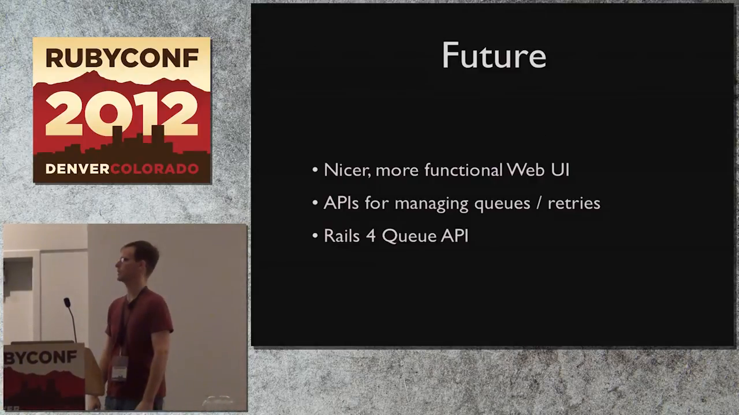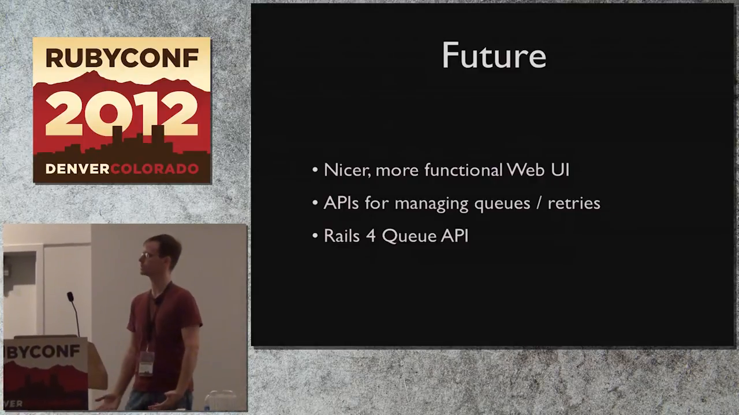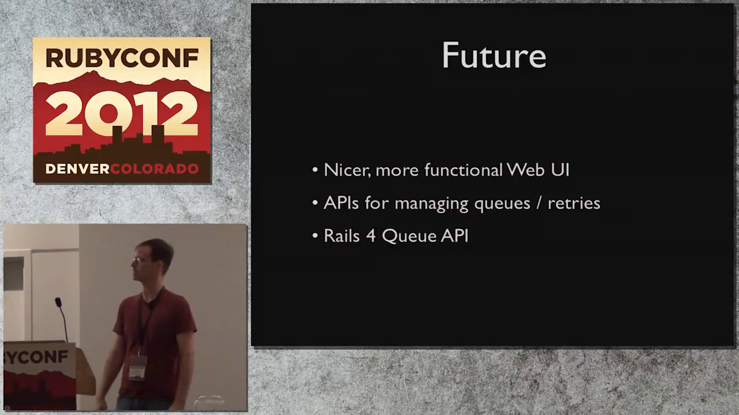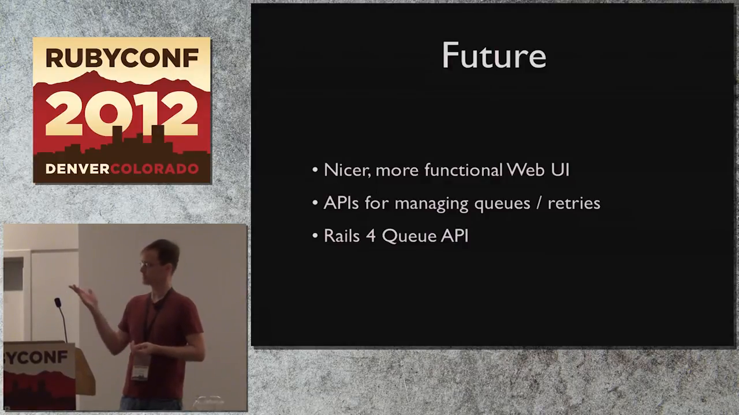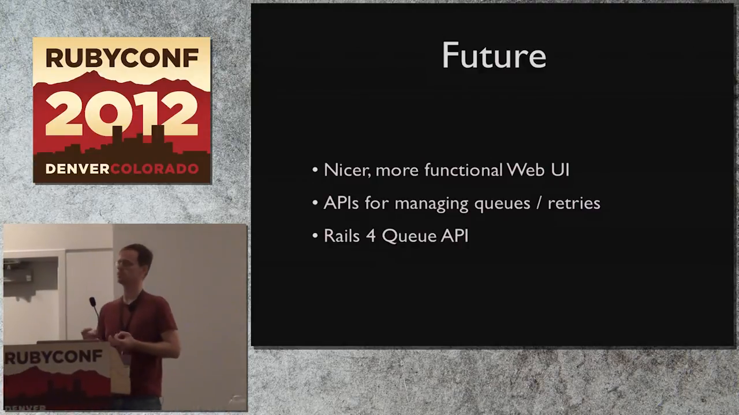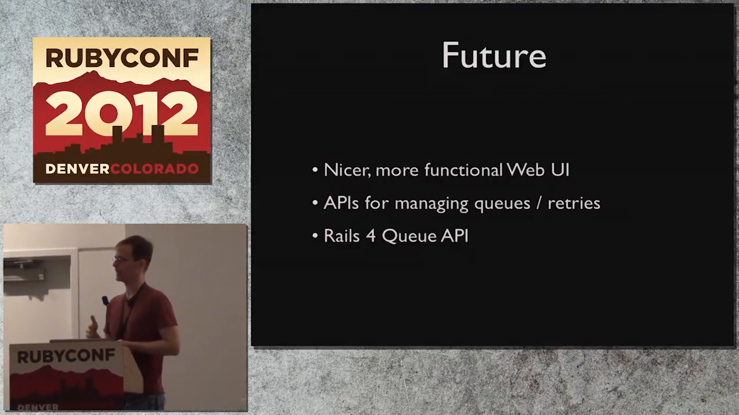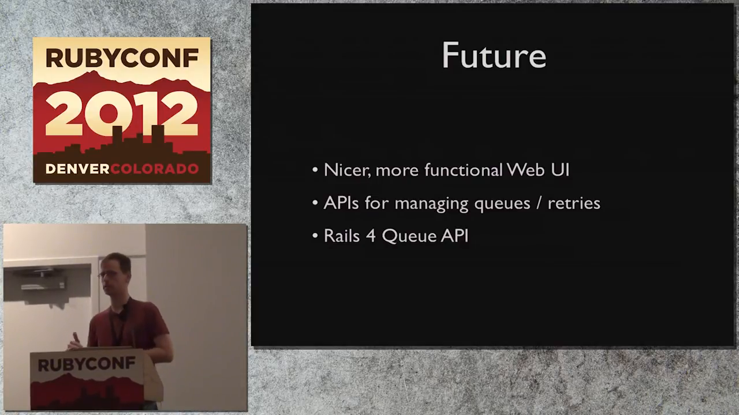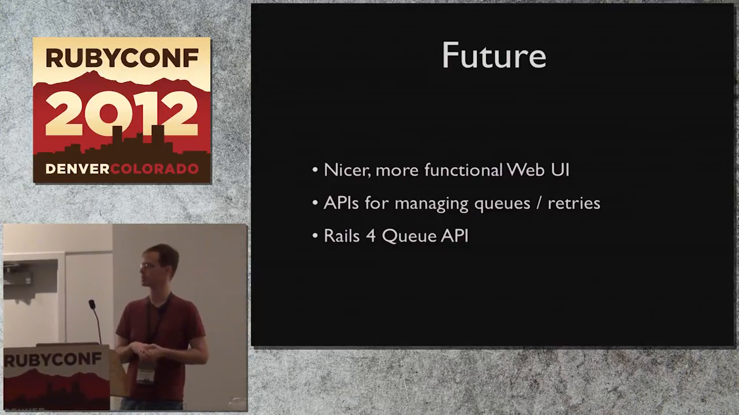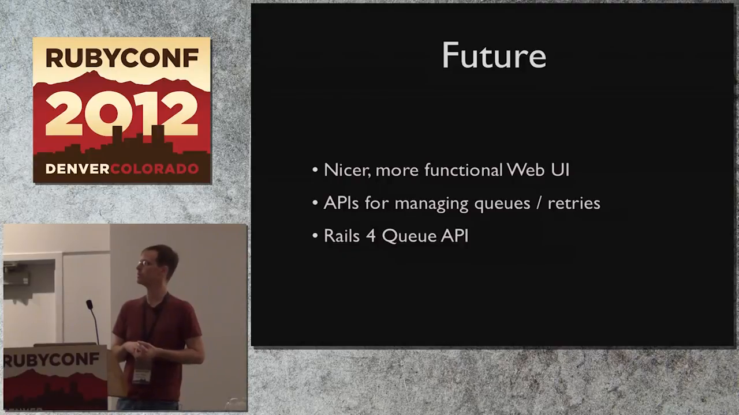So the future of Sidekick: I just checked in. I actually just released 2.5, which has a nicer web UI. I still think it can be cleaned up a little bit, but I want to add more functionality to it. 2.5 also released APIs for managing queues and retries. But the big one on the horizon is the Rails 4 queue API. The day that API is solidified and supported, there'll be a Sidekick release which supports it also. So rest assured, Sidekick will move forward with Rails 4.